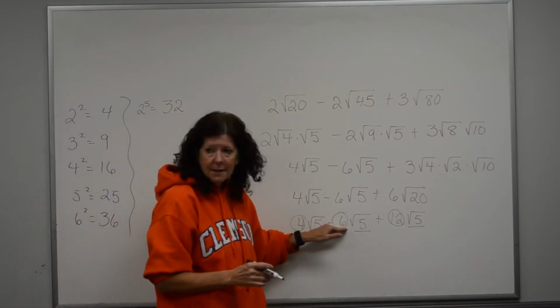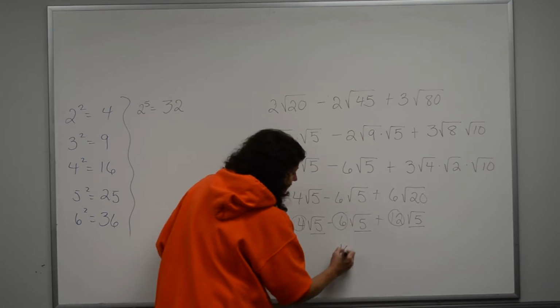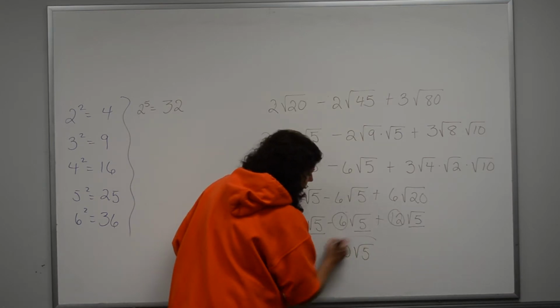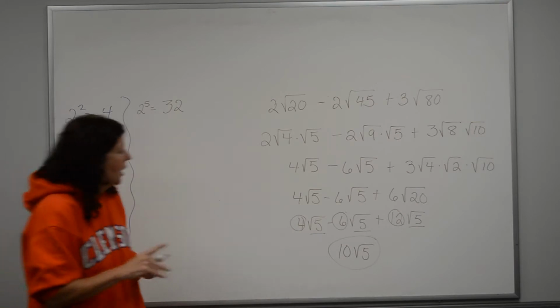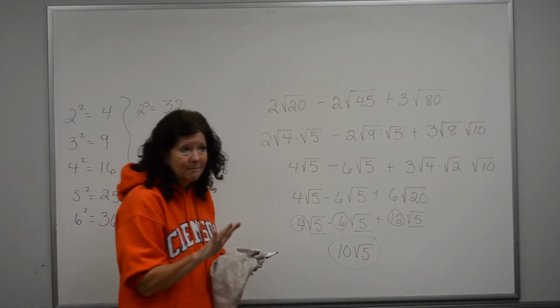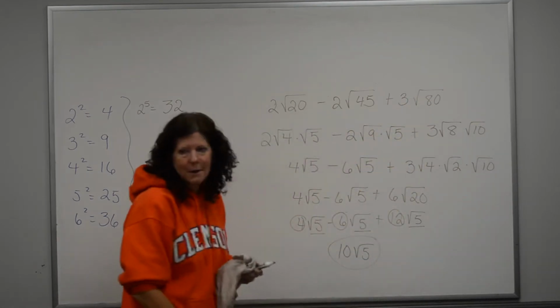4 minus 6 is negative 2. Negative 2 plus 12 is positive 10. So my answer is that. Okay? All right. Make sense? Now, you could have gotten there a whole lot quicker up here.